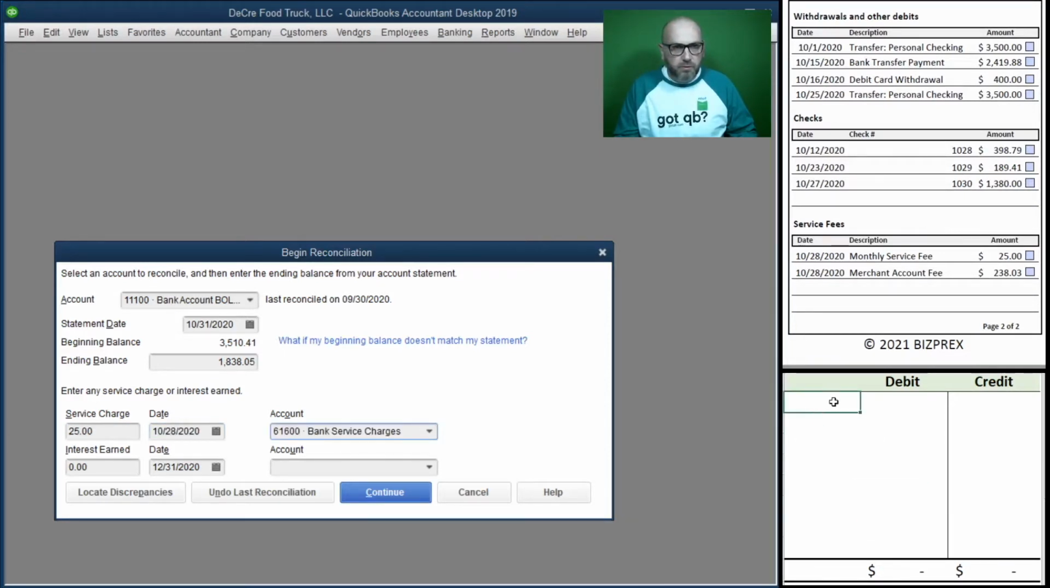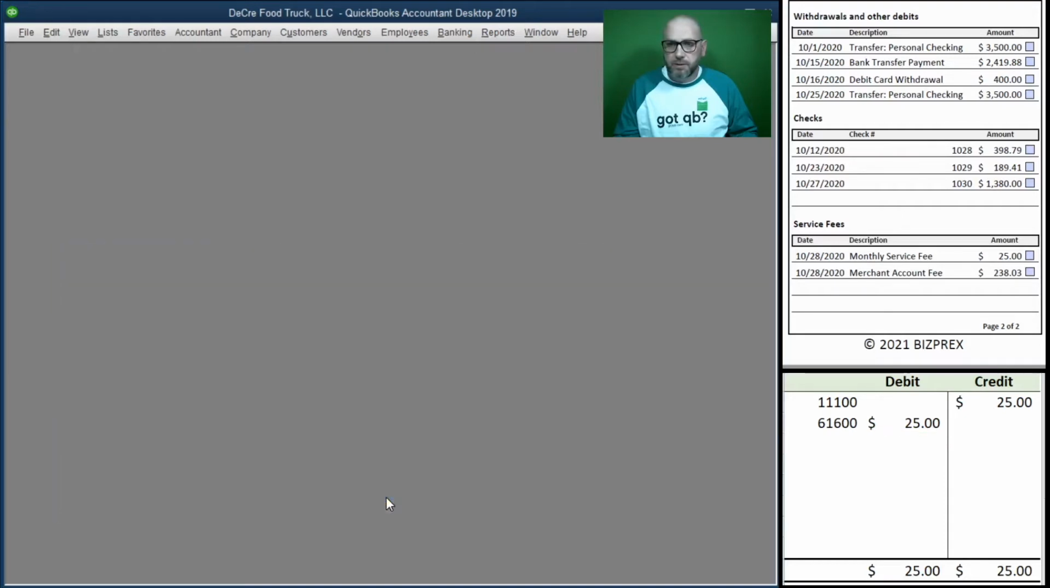All right, again, let's show in our debit and credit window what is being debited and what is being credited, to remind ourselves. So our bank account will be reduced by $25, right? Because they're going to charge us. And our expense account is going to go up. So here it is. Even though we're entering it once, it is still double entry accounting. And this $25 is both a debit and a credit, right? It's a debit to this expense account, $61,600, bank service charges. And at the same time, it's a credit to our bank account because it's being reduced. Bank account is an asset. Assets are reduced through credit. So here it is. Let's go on and continue with our reconciliation.